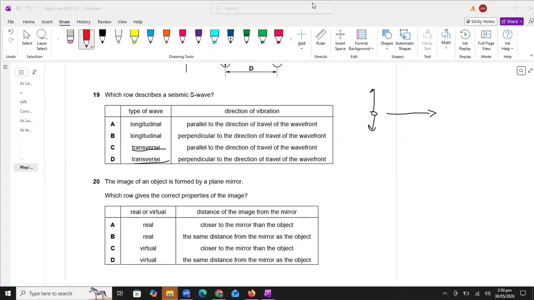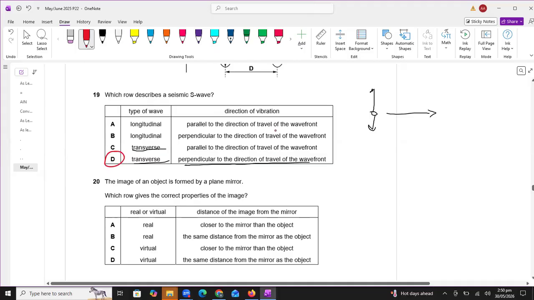So now you can see in option D, perpendicular to the direction of travel of the wavefront. So it means, students, D is the correct answer. Vibration of particle is basically perpendicular to the direction of propagation of wave. Excellent, everyone. So let's move towards the next question, that is question number 20.